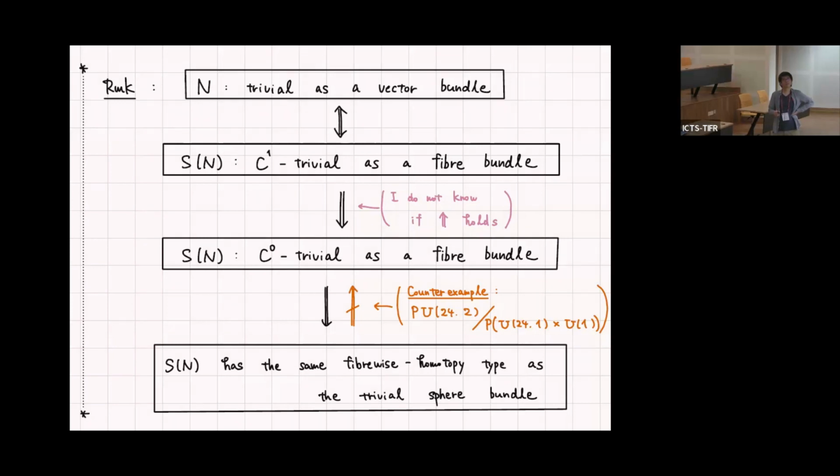But there is a difference. There might be a difference between the C1 triviality and the C0 triviality. Although I don't know if there is in fact a difference between the two in the situation of G mod H. But then there is a difference. So this is a classification up to homeomorphism, and this is a classification up to homotopy. But the easiest counterexample is something like U24-2, something like that. So this is not a very big difference.